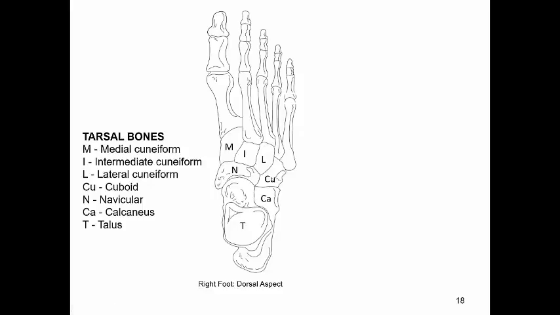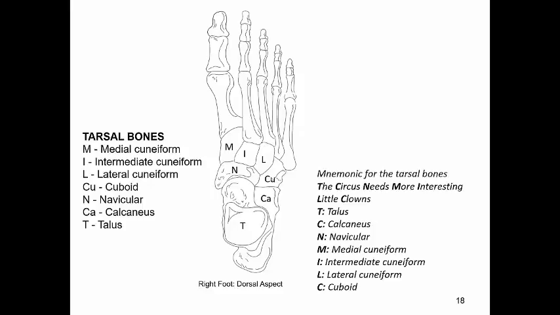It can be helpful to use mnemonics to remember the arrangement of the tarsal bones, and this mnemonic, the circus needs more interesting little clowns, has the same order of tarsal bones as we just described them.